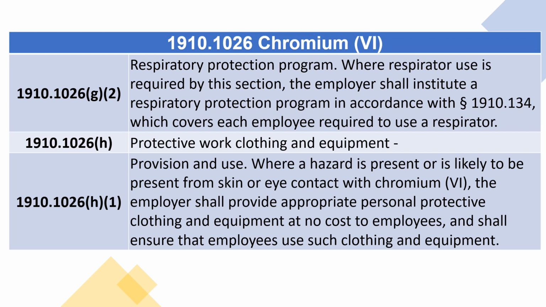1910.1026(h) Protective work clothing and equipment. 1910.1026(h)(1) Provision and use. Where a hazard is present or is likely to be present from skin or eye contact with chromium (VI), the employer shall provide appropriate personal protective clothing and equipment at no cost to employees, and shall ensure that employees use such clothing and equipment.